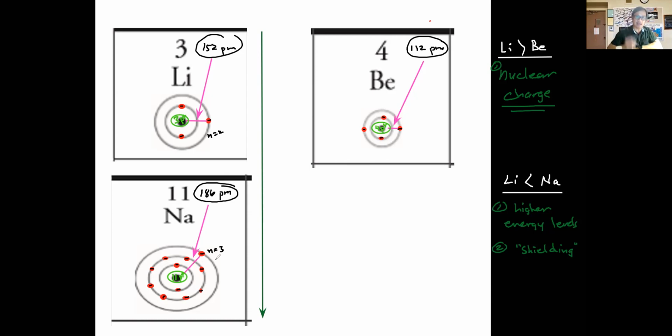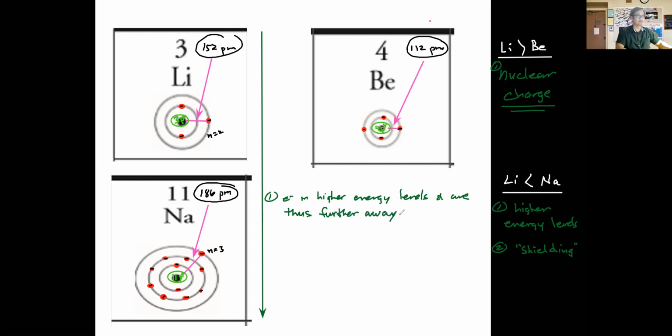And that is how we can explain the group trend here. As we go down the group, we have electrons in higher energy levels, and they are thus further away.